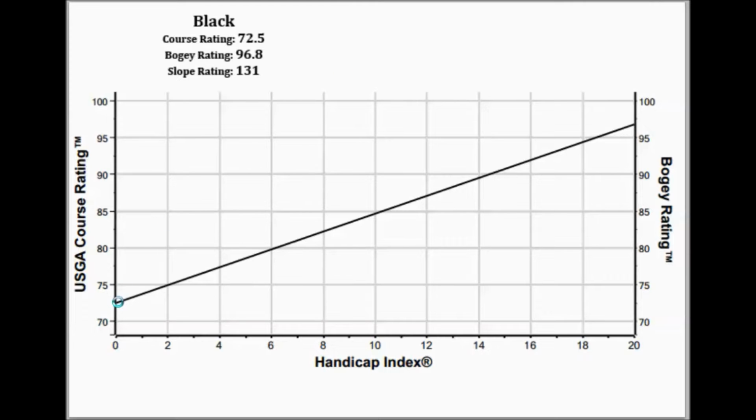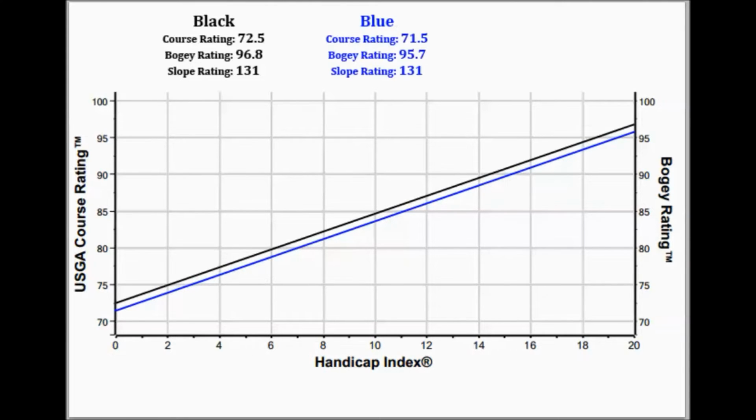So if we draw that on our graph, we start at 72.5 over on the left, 96.8 over on the right. Simply connect those two points with a line, and you can see how steep that line is, and that indicates a slope rating of 131. So now let's bring in another golf course, the blue golf course. The blue course has a course rating, if you look at the top, of 71.5 and a bogey rating of 95.7, also equating to a slope of 131.